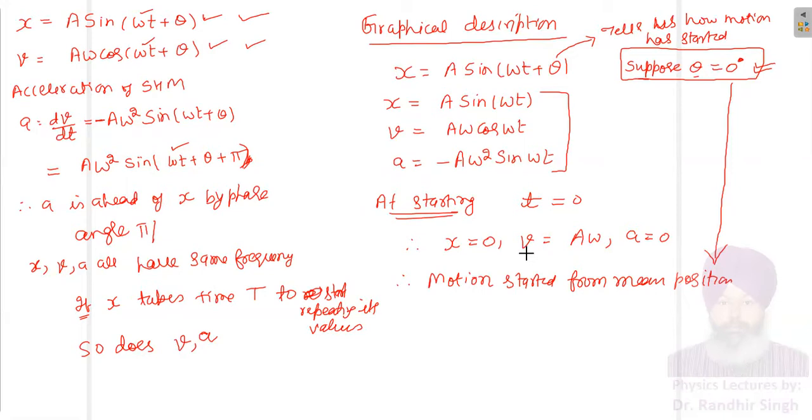And motion can start from mean position. Although I discussed this example with the spring, just to make things more clear, I will now describe it with the help of a simple pendulum. Before the start of the motion, it was at the mean position here.